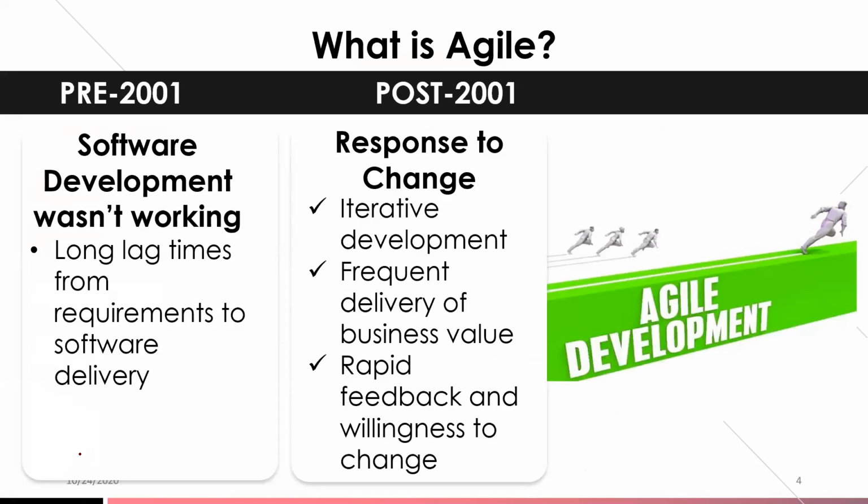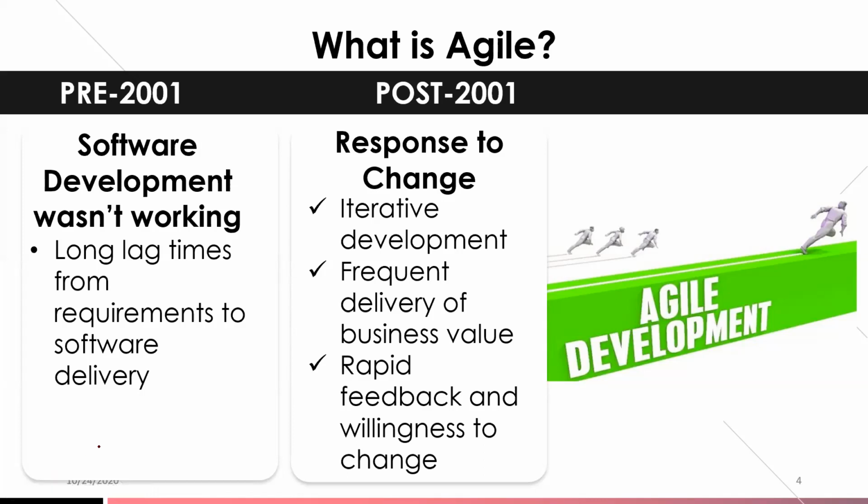Let me give you some background on Agile. Agile is a framework for software development, just to give you the right context. Prior to 2001, software development wasn't working. The key problem was that there was a long lag time from the requirements gathering and requirements documentation to when the business would actually get their software delivered to them.